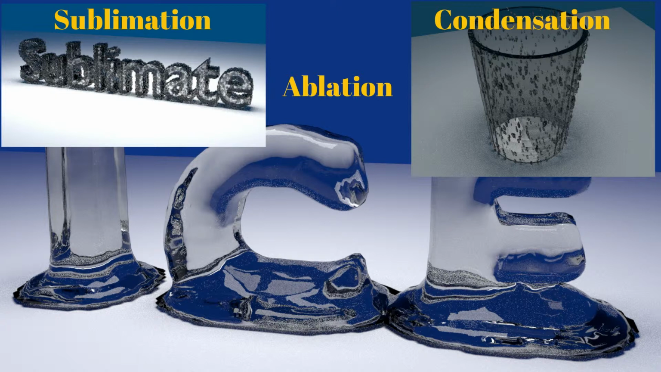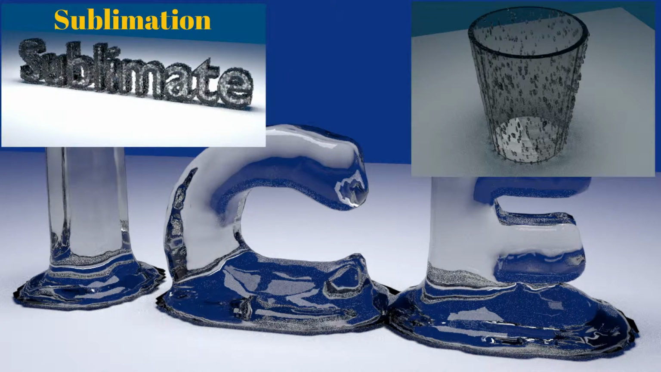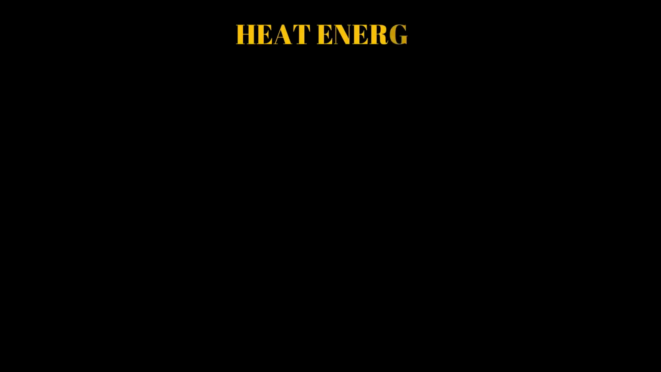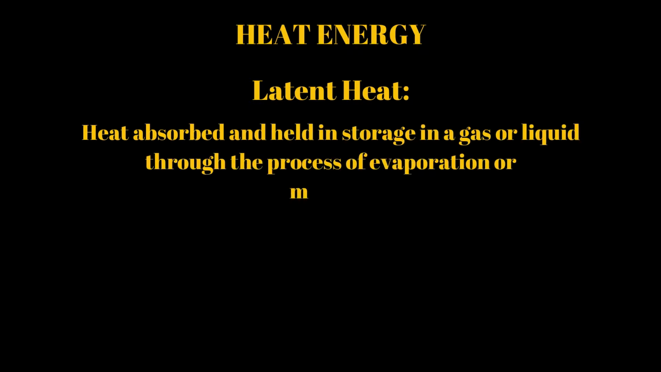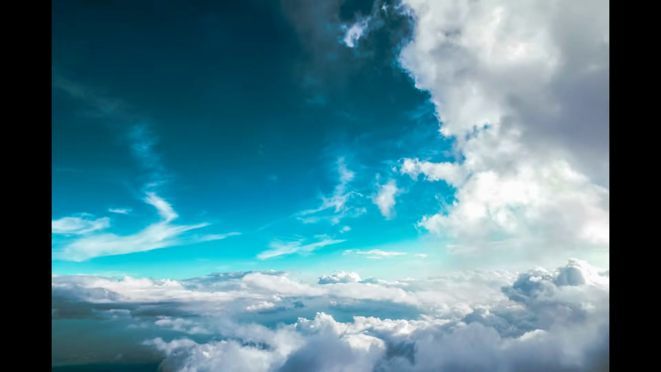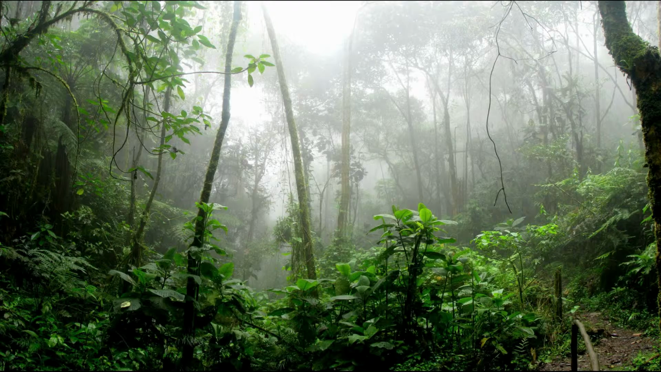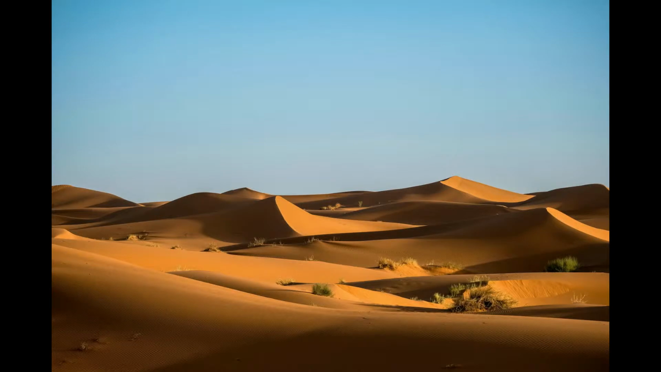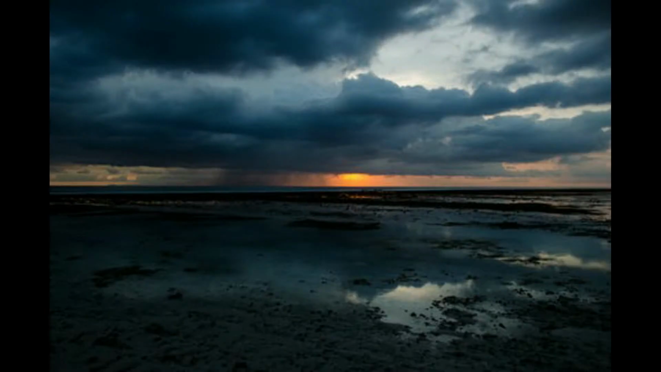As one state changes to another, there is heat energy. There are 2 kinds of heat. Latent heat, which is the heat absorbed and held in storage in a gas or a liquid through the process of evaporation or melting. And then there's sensible heat. This is heat that can be measured with a thermometer. It's heat we feel. Water is one of, if not the most important substance in the atmosphere. Its presence or absence dictates much of the conditions on the Earth.